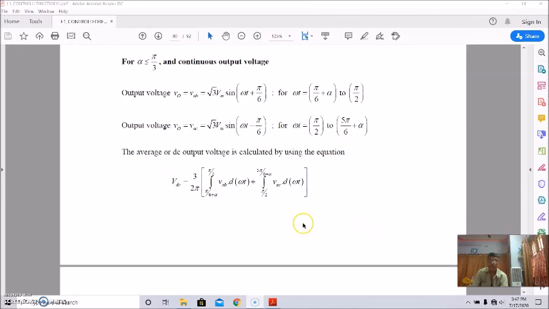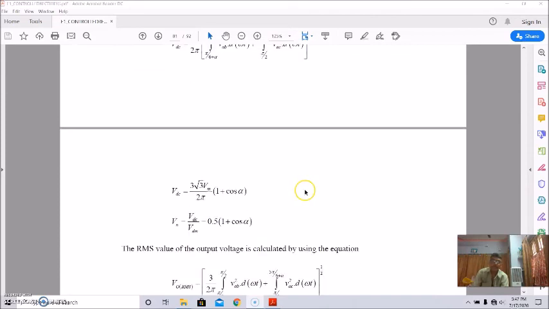And the average DC output voltage is calculated by using the equation. VDC equal to 3 by 2 pi, integration over pi by 6 plus alpha to pi by 2 of VAB d omega t plus integration over pi by 2 to 5 pi by 6 plus alpha of VAC d omega t. If we calculate this, VDC equals 3 root 2 Vm by 2 pi into 1 plus cos alpha, and the normalized value Vn equal to VDC by Vm comes to 0.5 into 1 plus cos alpha.